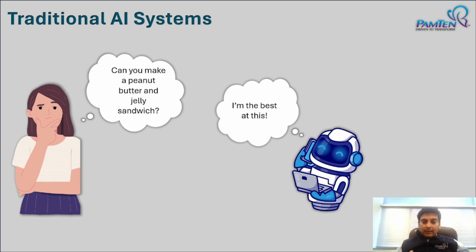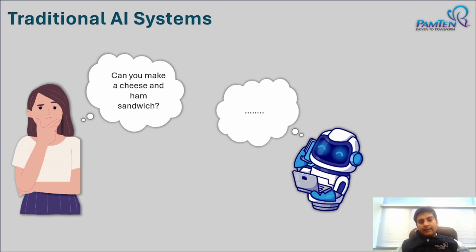So, let's say you have this really cool robot with you, which helps you make peanut butter and jelly sandwiches. Now, you go ahead and ask your robot buddy to make you one, and it'll happily make you a peanut butter and jelly sandwich. But consider the scenario where you ask your robot friend to make you a cheese and ham sandwich. Well, in that case, it will fail to make you one because this robot was not programmed or trained to make a cheese and ham sandwich.